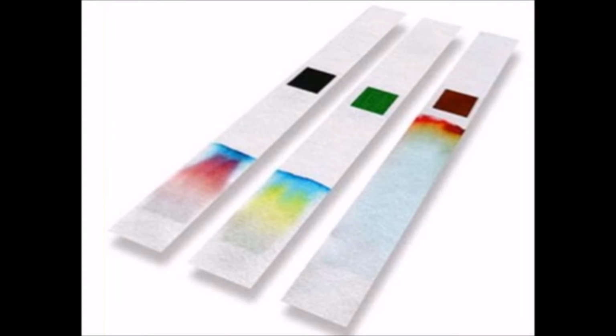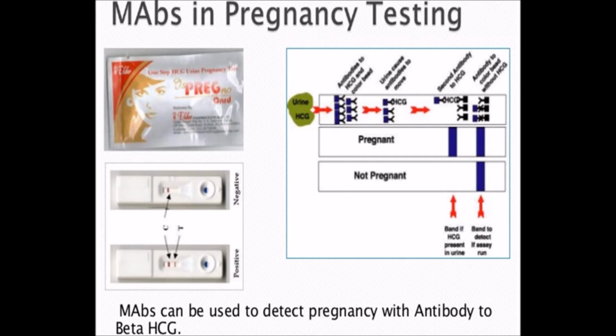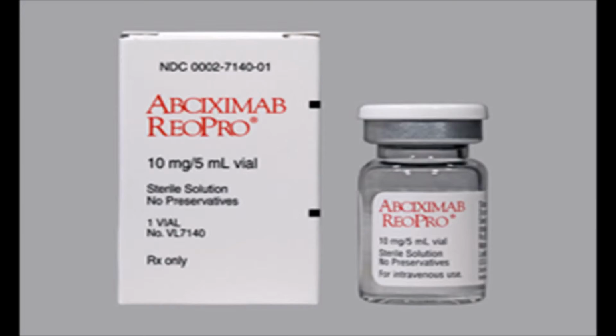There are also many other applications for monoclonal antibodies, and one of them is using them to purify a substance with techniques which are called immunopurification and affinity chromatography. There are miscellaneous applications of monoclonal antibodies, like using monoclonal antibodies to detect pregnancy with antibody to beta HCG. There are many approved drugs in the market that consist of monoclonal antibodies.